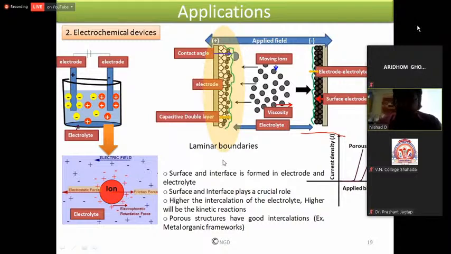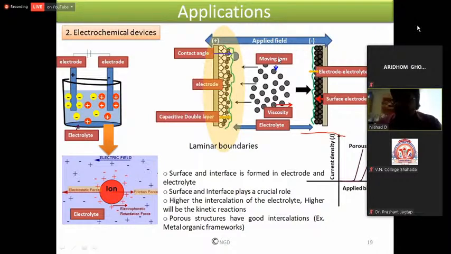You can see here I have shown a very simple cartoon. These are the two electrodes, one at a positive potential and the other at a negative potential. And we have grown some layers on these electrodes. What you can see is that the contour of the surface is defining the contact angle. Not only that, at the surface and the electrolyte there is a capacitive double layer, the Helmholtz layer, and this will again be governed by the contact angle on the surface here.